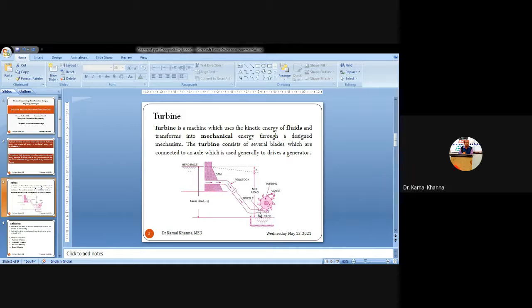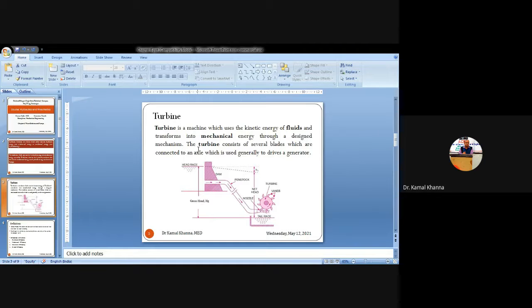And whenever the hydraulic energy, which is in the form of kinetic energy, strikes the vanes of the turbine, it starts rotating. As soon as it starts rotating, it will generate mechanical energy. Then further we have installed a dynamo which is receiving the mechanical energy and converting that mechanical energy into electrical energy. Then that electrical energy is transmitted to various parts of the domestic as well as the commercial areas.